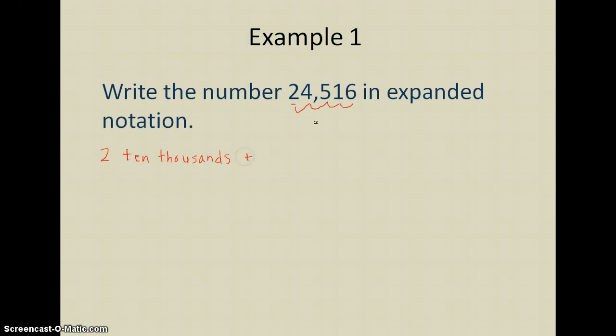and then I'm going to put a plus sign. The next digit over is the 4, and the 4 we said was in the thousands place, so I have 4 thousands. I'm going to put another plus sign. The next digit is the 5, and it's in the hundreds place.